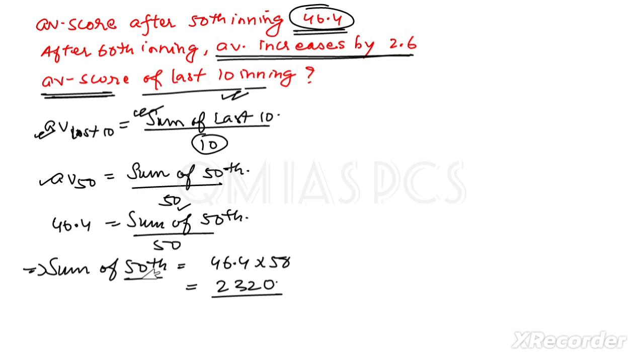Now it is said that after the 60th inning the average increased by 2.6. Average increased by 2.6 means what? Earlier the average was 46.4, now it is increased by 2.6, so we have to add 2.6 here. So 46.4 plus 2.6 will be 49. So the new average will be 49 for 60 innings.